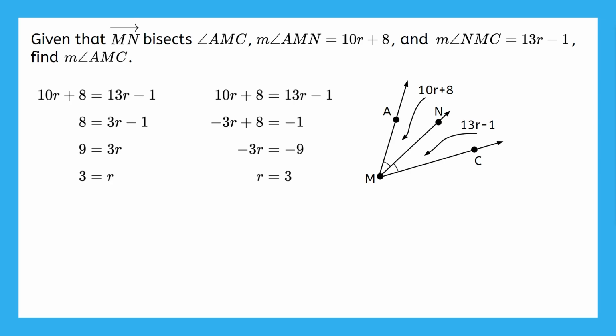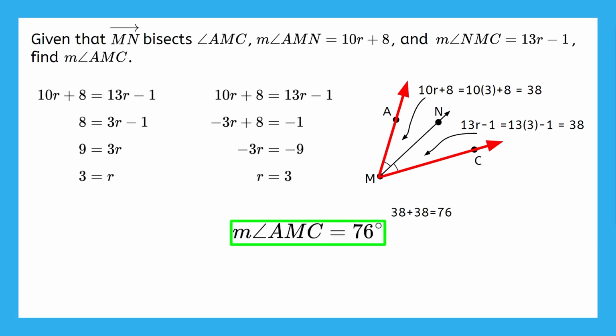Now, is that what we were asked to find? Actually, no. We were asked to find the measure of angle AMC. Since angle AMC is both of these added together, let's just substitute R back in. We get 38 for each angle. And when we add those together, we get 76 for angle AMC. For our final answer, we can say that the measure of angle AMC is 76 degrees.